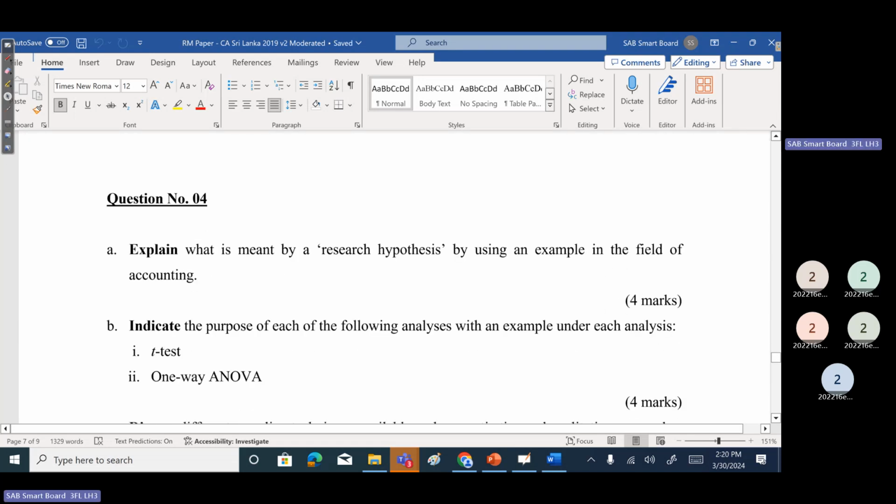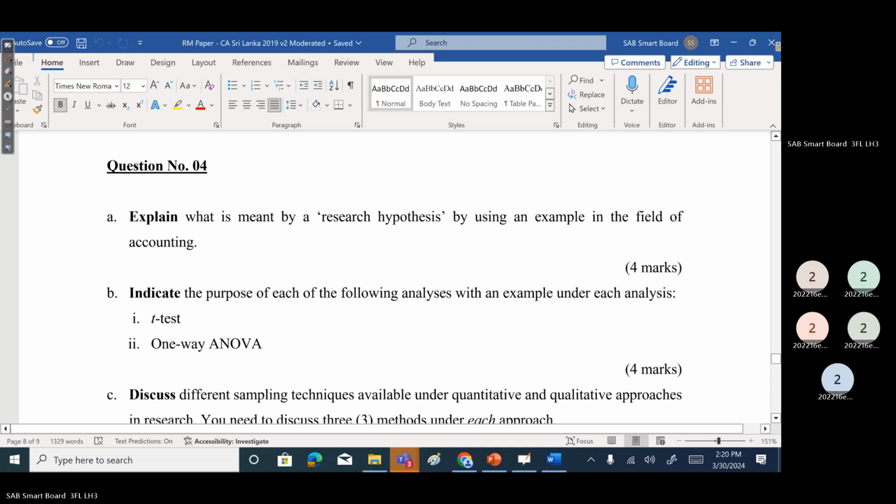This is the second SPSS question. SPSS is very, very important. I will ask the students to bring their laptops to the class. Right. Explain what is meant by research hypothesis using an example in the field of accounting.